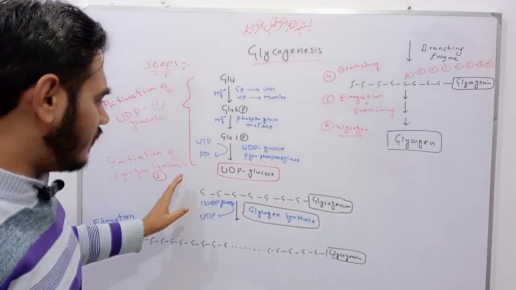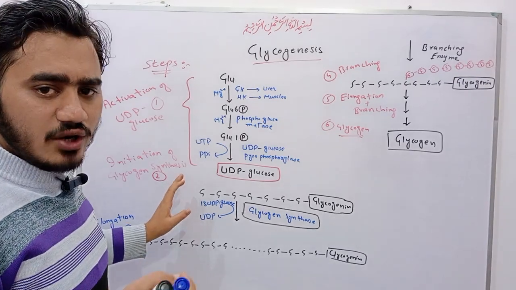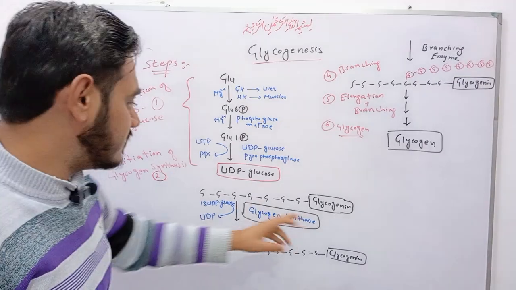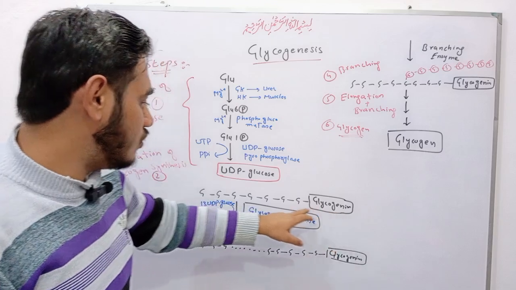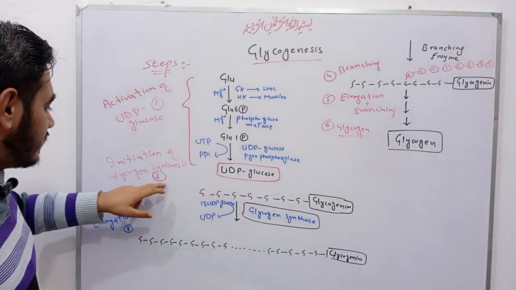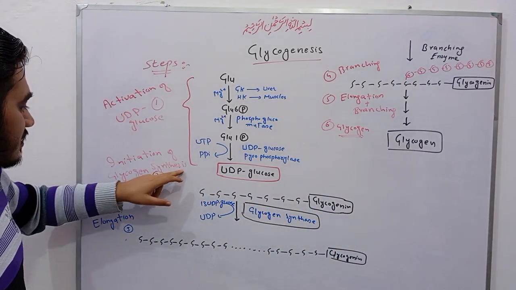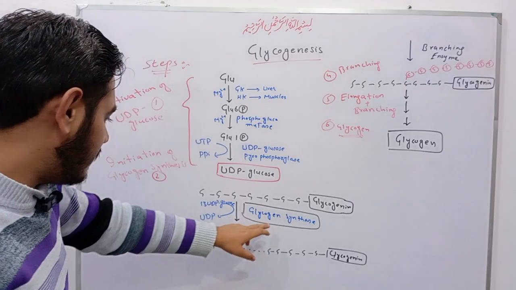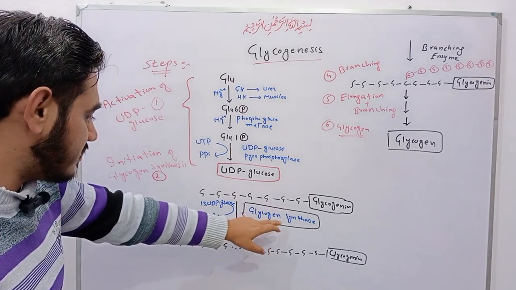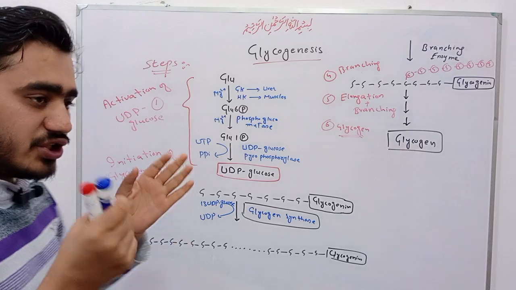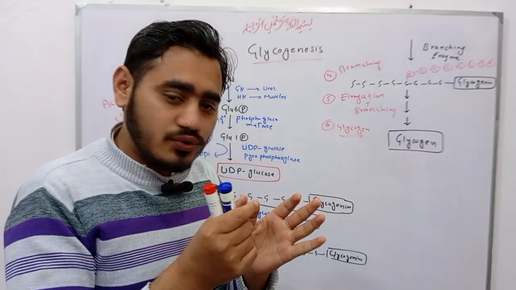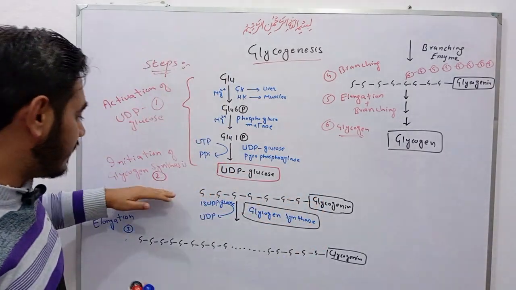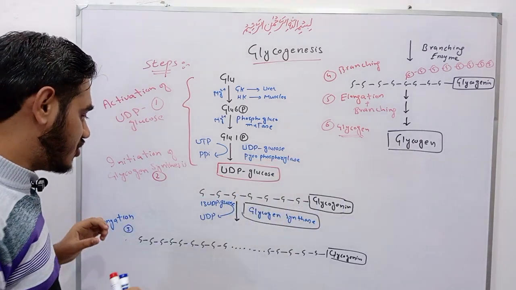Now, for the synthesis of glycogen, there is a need of a glycogen primer, but in its absence, glycogenin is used. It is a protein with an oligosaccharide side chain. This is the second step, initiation of glycogen synthesis. Next, with the help of the glycogen synthase enzyme, approximately 12 to 13 glucose molecules get attached to this side and lead to elongation of this chain.